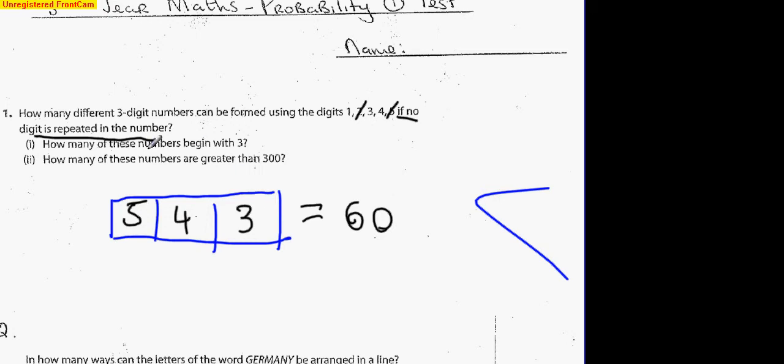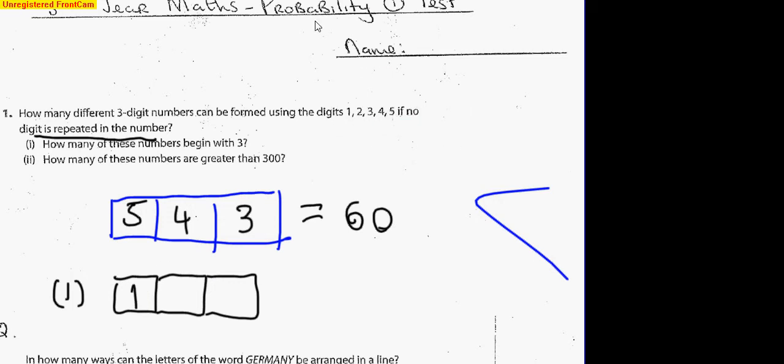Okay? Now, how many of these numbers begin with a 3? To begin with a 3, you have to start off with the 3. So there's only one choice. You have to choose the number 3. That means there's one choice for the first number. You've already chosen the number 3, it's compulsory. Now you have 4 choices remaining for the second number. Whichever one you choose, there's 3 choices for the third one. This means there's 12 combinations that begin with 3.